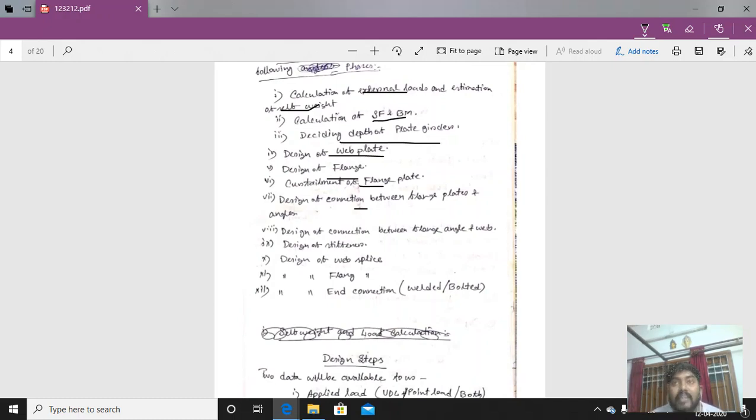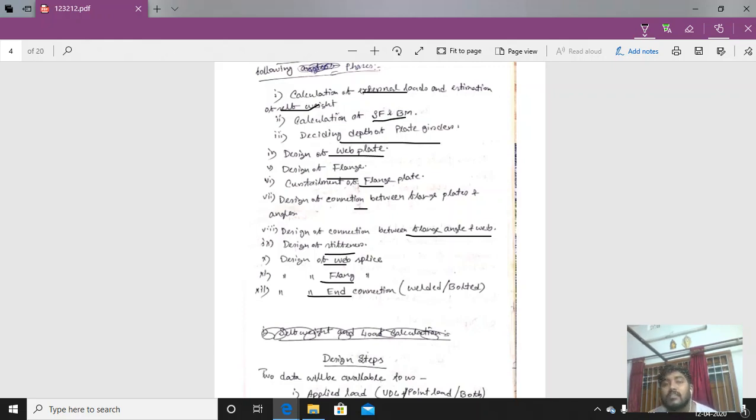Or in case of welded connection, the flange plates and the web plates. Design of connection between the flange plates and the web. Design of stiffeners, that we will see: intermediate transverse and bearing stiffeners. Design of web splice, design of flange splice, design of end connection, that is welded or bolted. So all this we will see through our study.